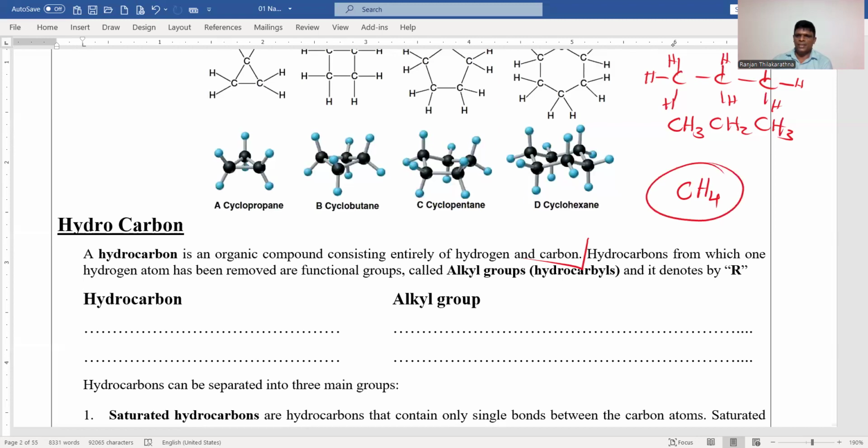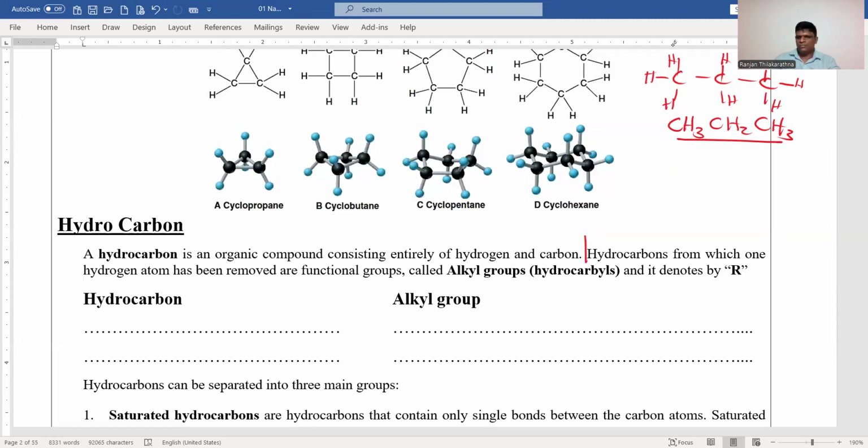And this is called methane. Methane is CH4, or we call that biogas. Biogas can be this one. Then these kinds of compounds are known as hydrocarbons. A hydrocarbon is an organic compound consisting entirely of hydrogen and carbon.